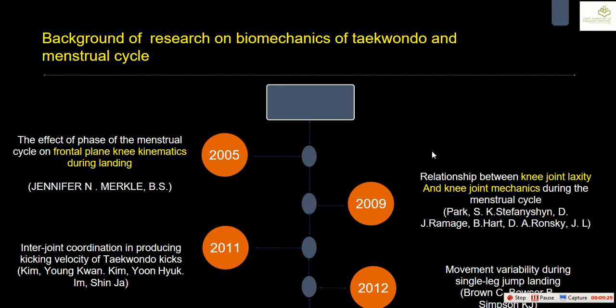As you can see here, most of the research on the menstrual cycle focused on the physiological aspects of female movement, and in the biomechanical consideration, the main focus was on frontal plane knee kinematics during landing or during squatting.